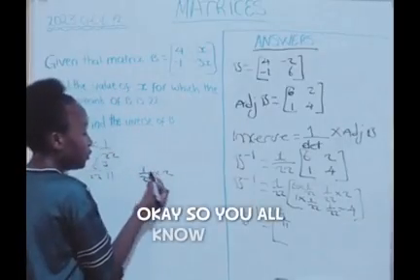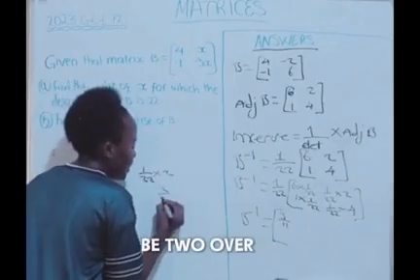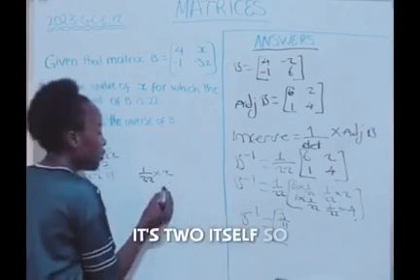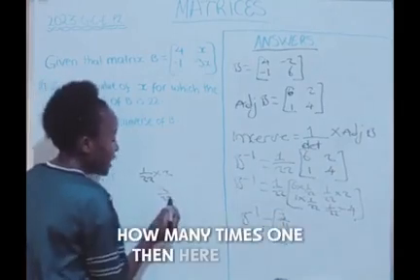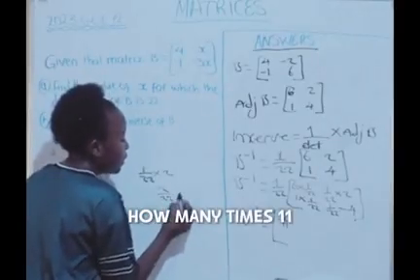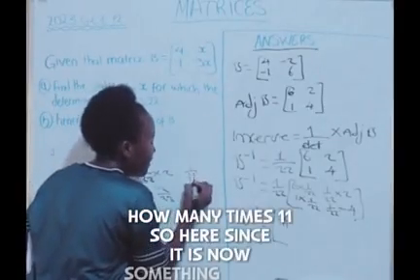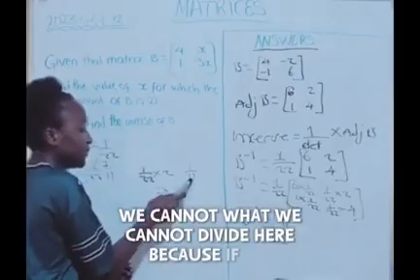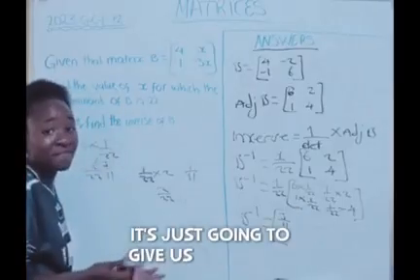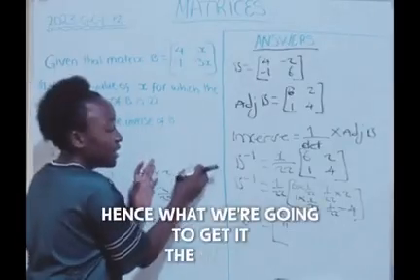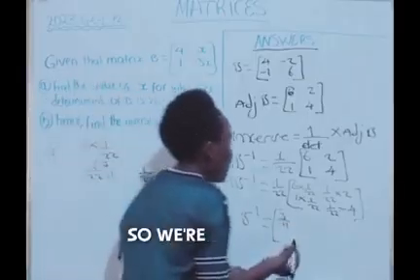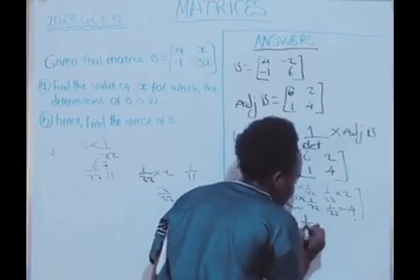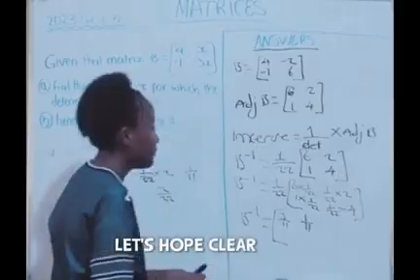Okay. So you all know to say 1 times 2 is going to be 2 over 22. We do the same. The number that can go is 2 itself. So here it goes 1 time, then here it goes 11 times. Since this is now something like this, we cannot divide here, because if we divide 11 into 1, it's just going to give us a fraction. Henceforth, we're going to get it the way it is. So we're going to say 1 over 11. Let's hope it's clear. Okay.